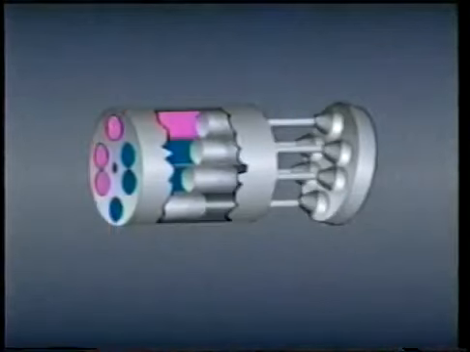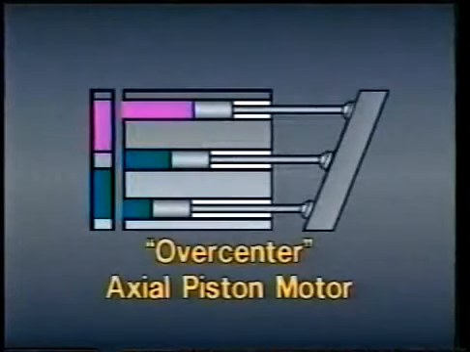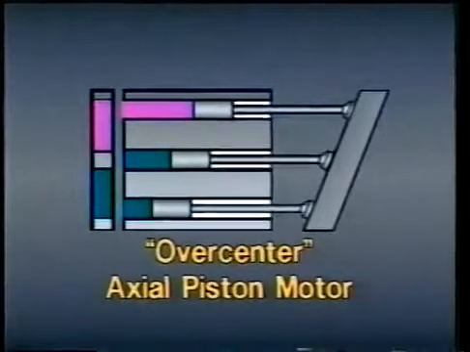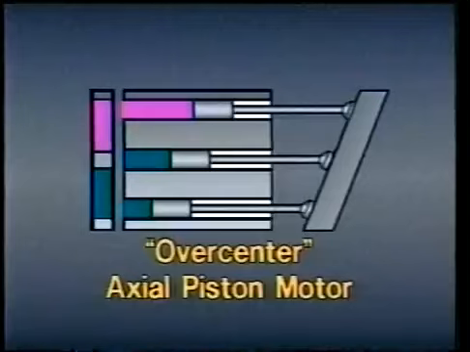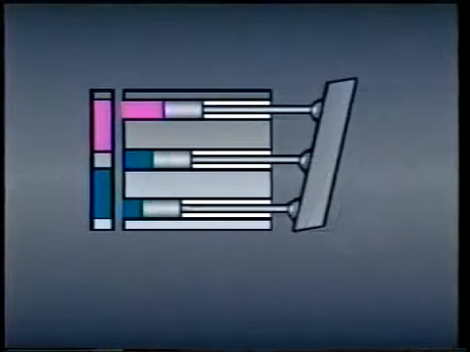Unlike vane motors and gear motors, piston motors can be reversed without changing the direction of flow through the motor. This type of motor is called an over-center piston motor because all that's needed to reverse the direction of rotation of the shaft is to tilt the swash plate past or over its center. As the swash plate is tilted toward vertical, the motor displaces less and less fluid.